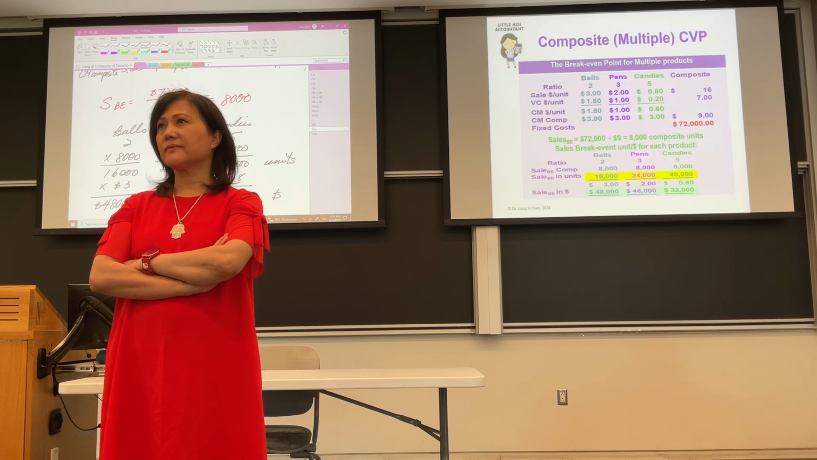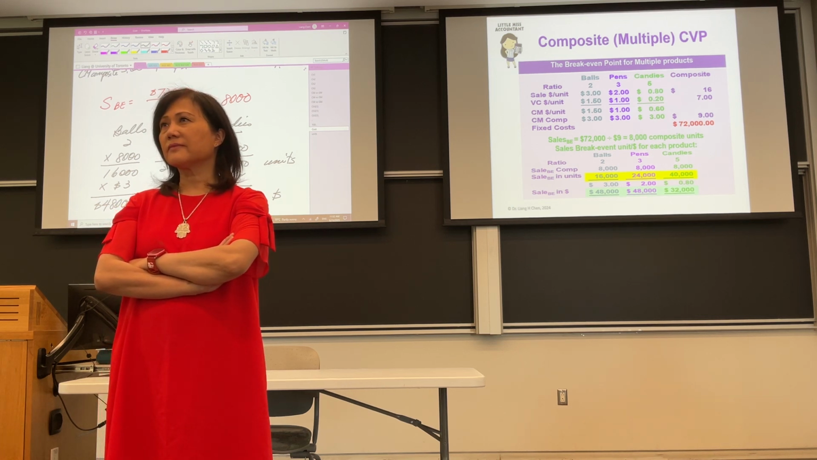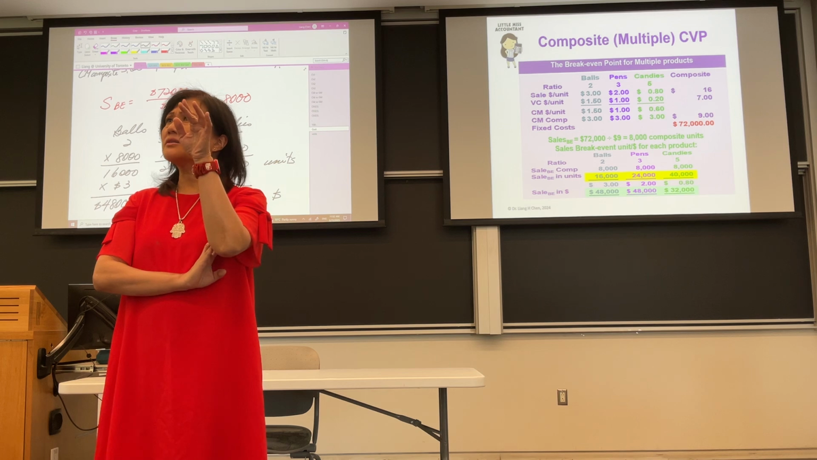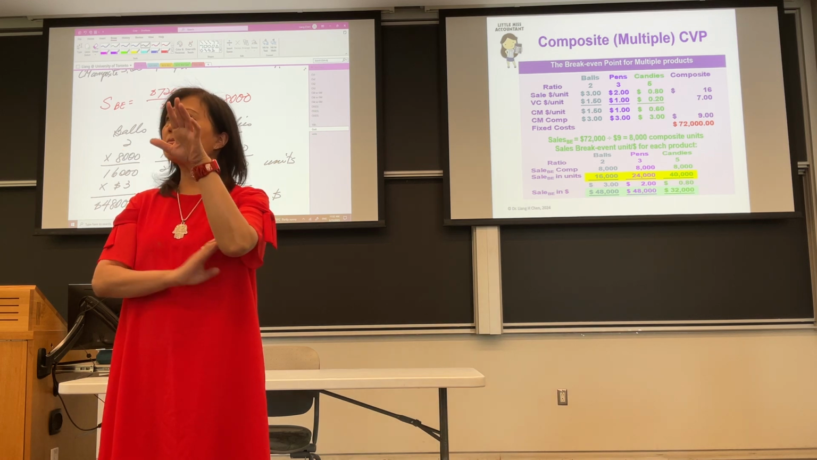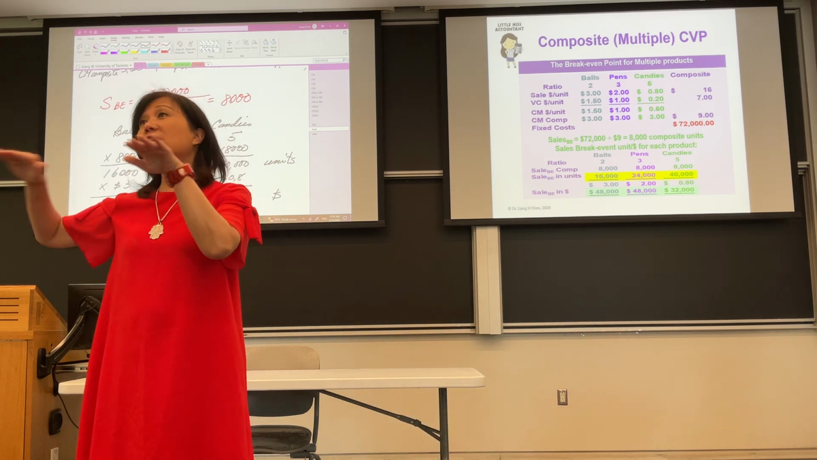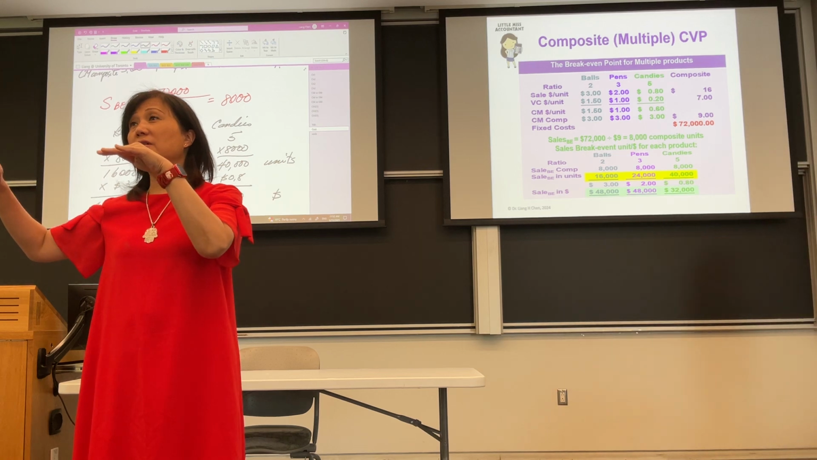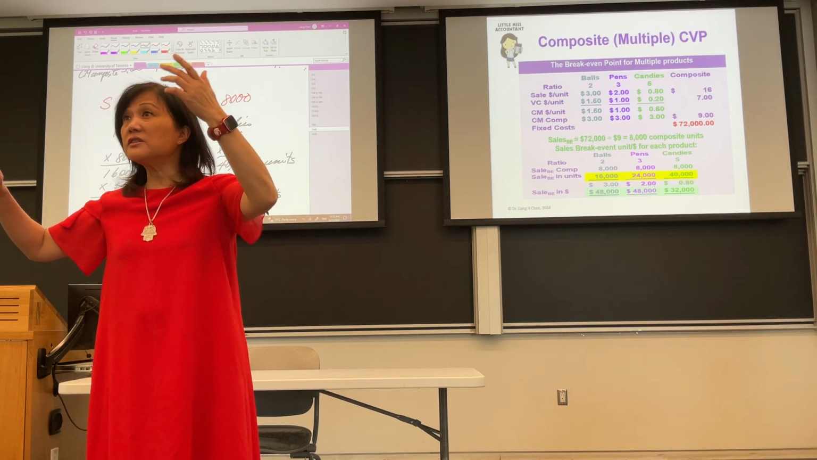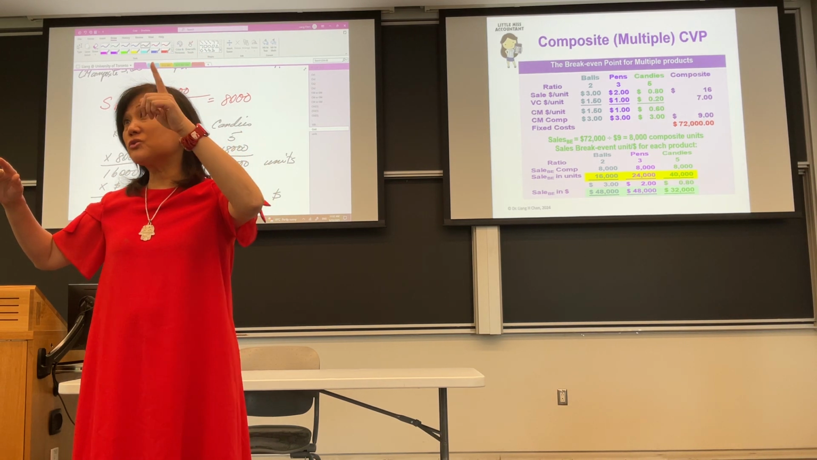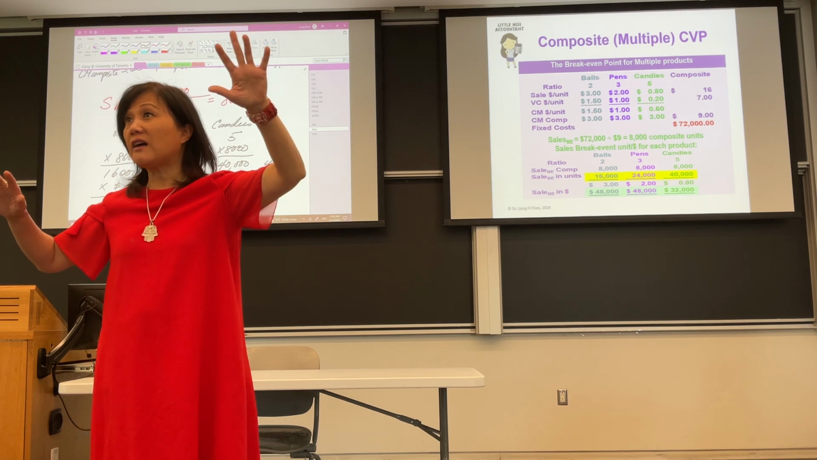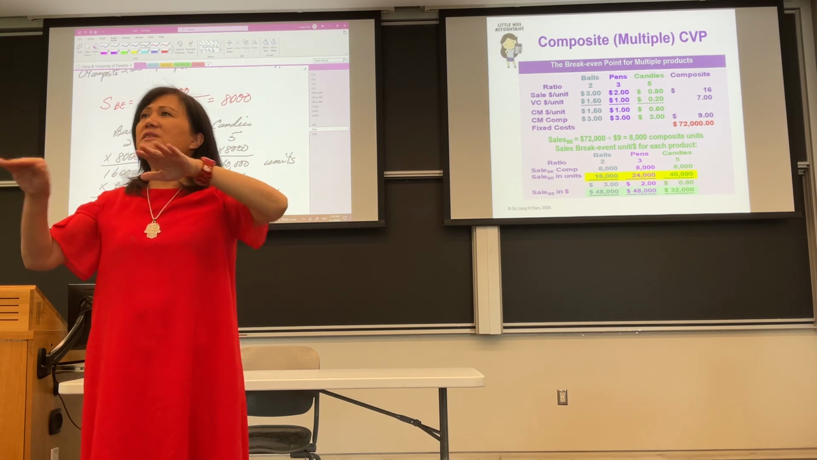And even machinery, there will be a capacity for production, and at some point they need to buy another machine to produce more. That would be step cost. You have the fixed cost for the machine at this level, then when you buy another machine, even if you only need to produce one more unit, you have to spend 50,000. So that would be step cost.